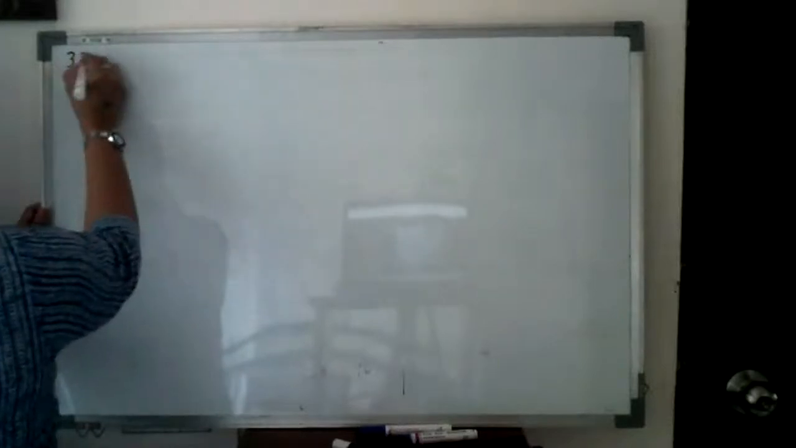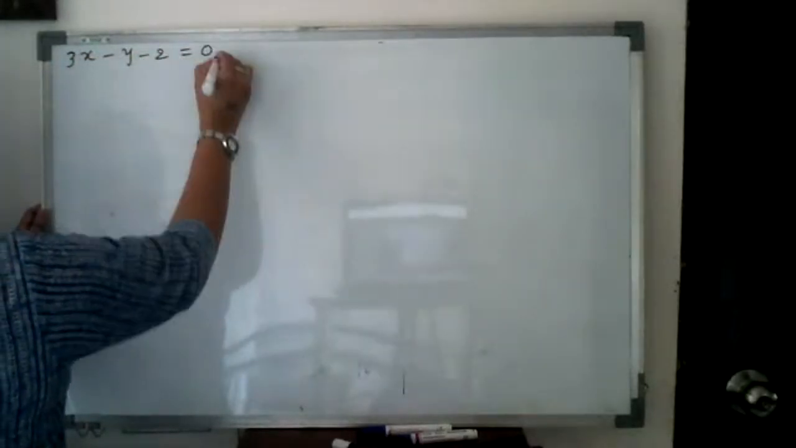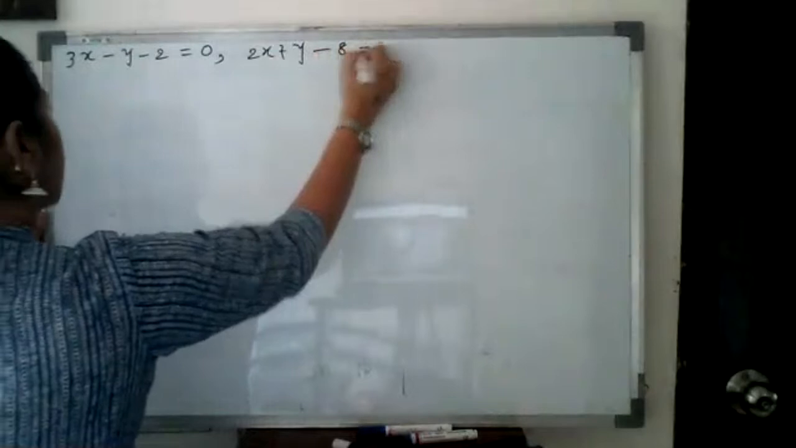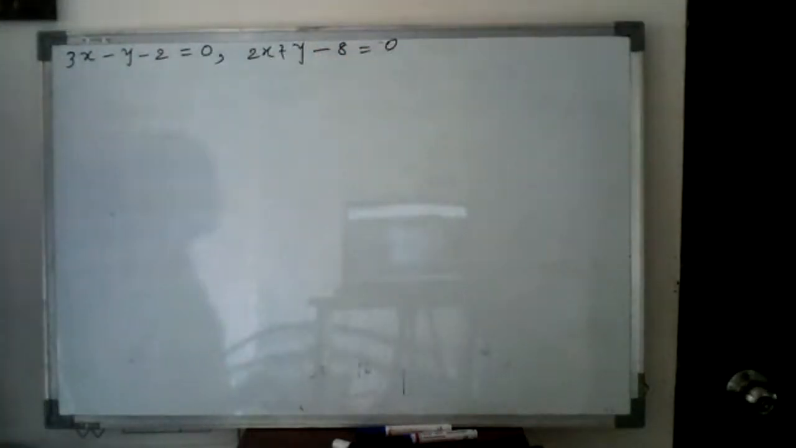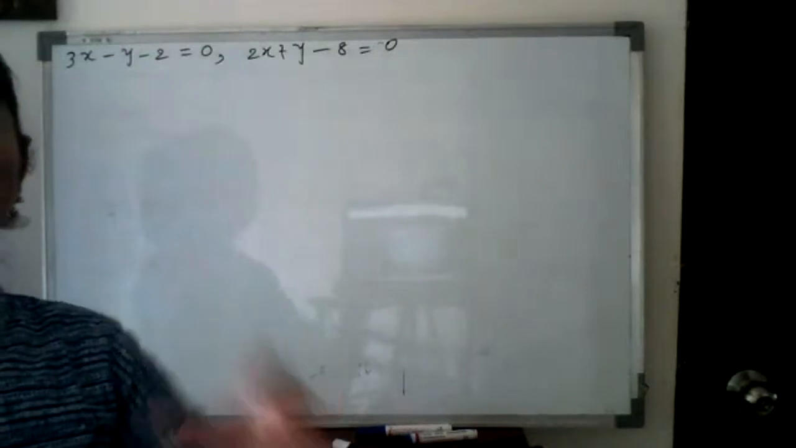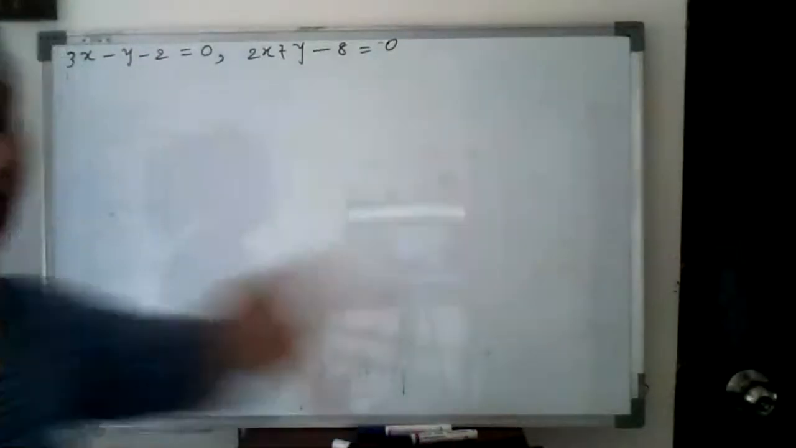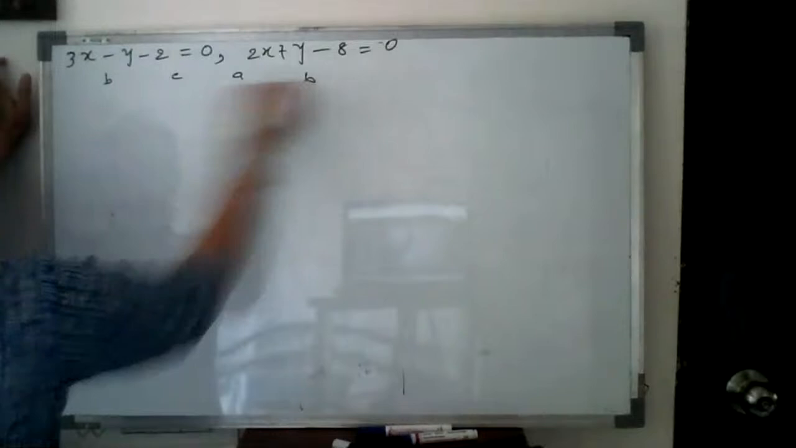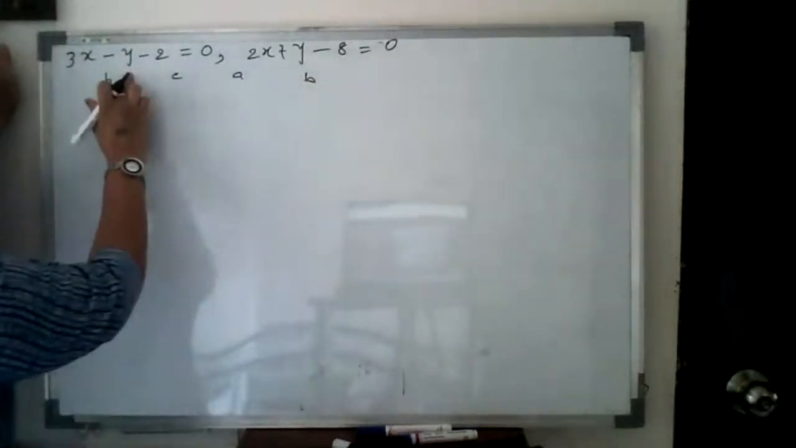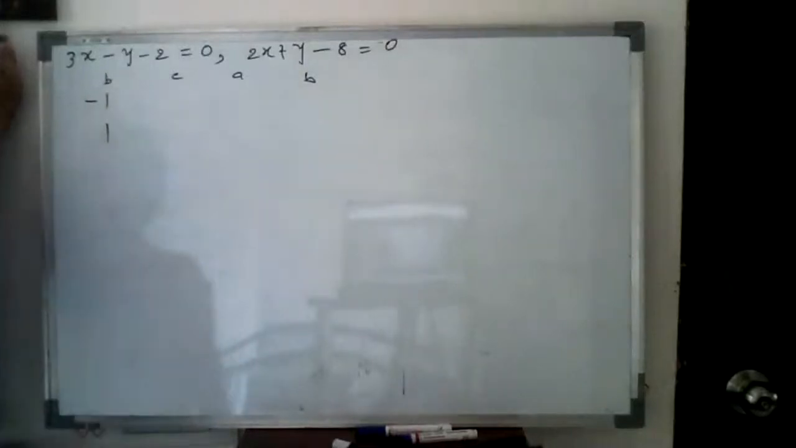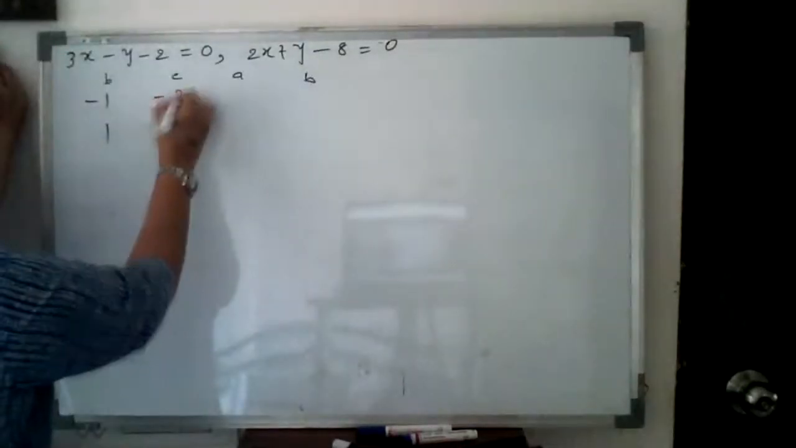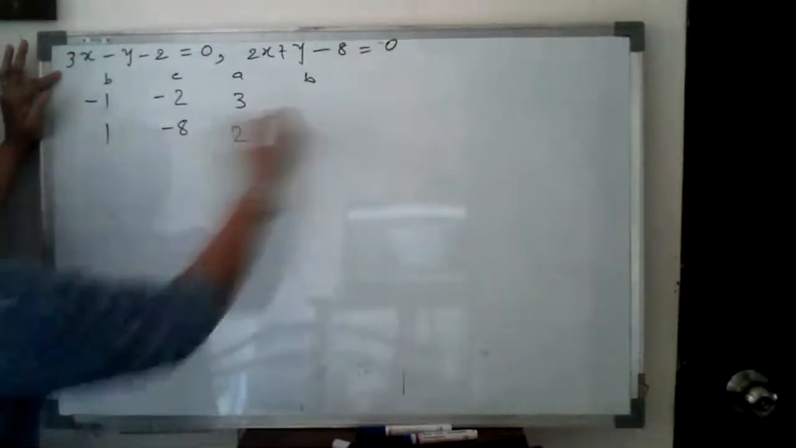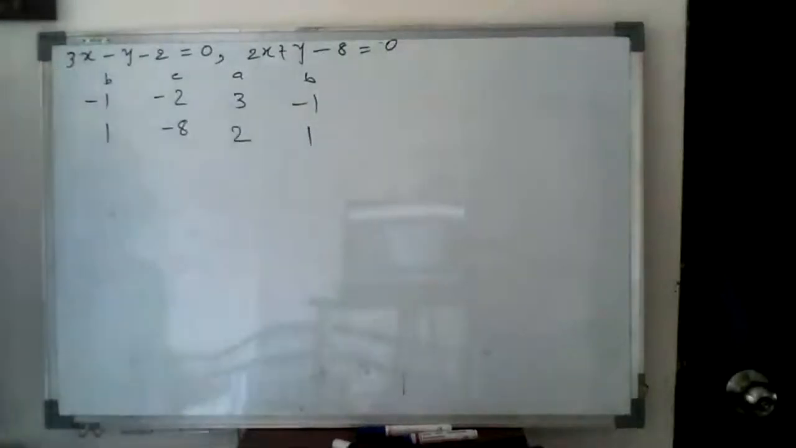So the next question is 3x minus y minus 2 is equal to 0 and 2x plus y minus 8 is equal to 0. Okay, those are the questions, right? How are we going to arrange it? B, C, A, B. So we go with B1, B2. I take this as B1 and then B2, so minus 1 and 1. C1, C2, so minus 2, minus 8. A is 3 and 2. Again with B, so minus 1 and 1.